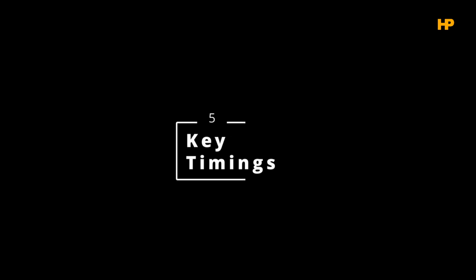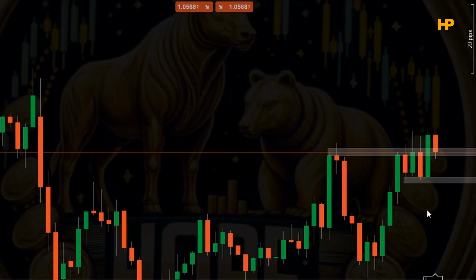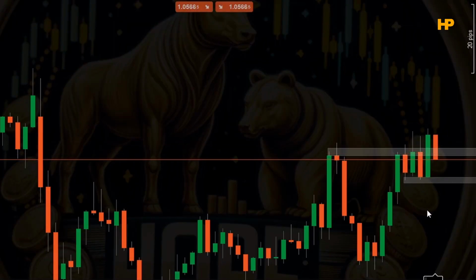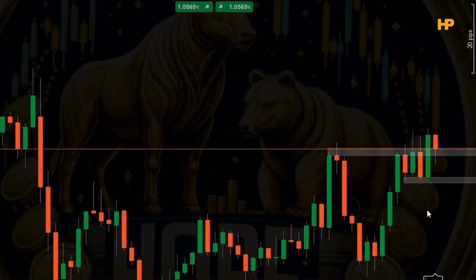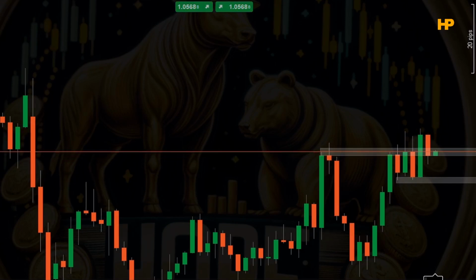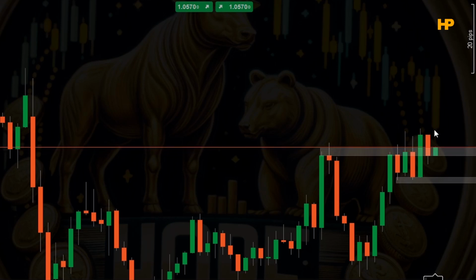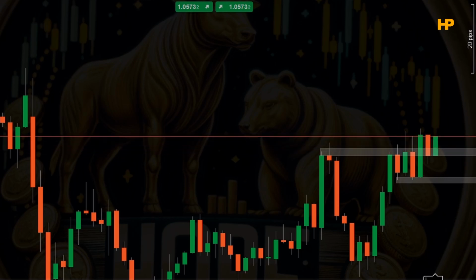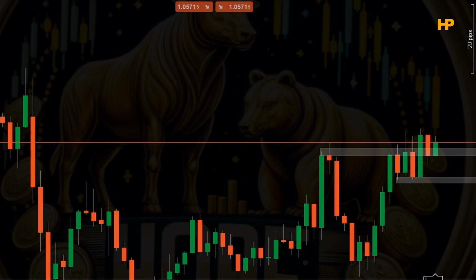The next one is key timings. Early London: high volatility as European traders enter, ideal for breakout setups. The most important is the London-New York overlap: peak volume, perfect for trend continuation or reversals. Late London: slower momentum, suitable for pullback trades or scalping.